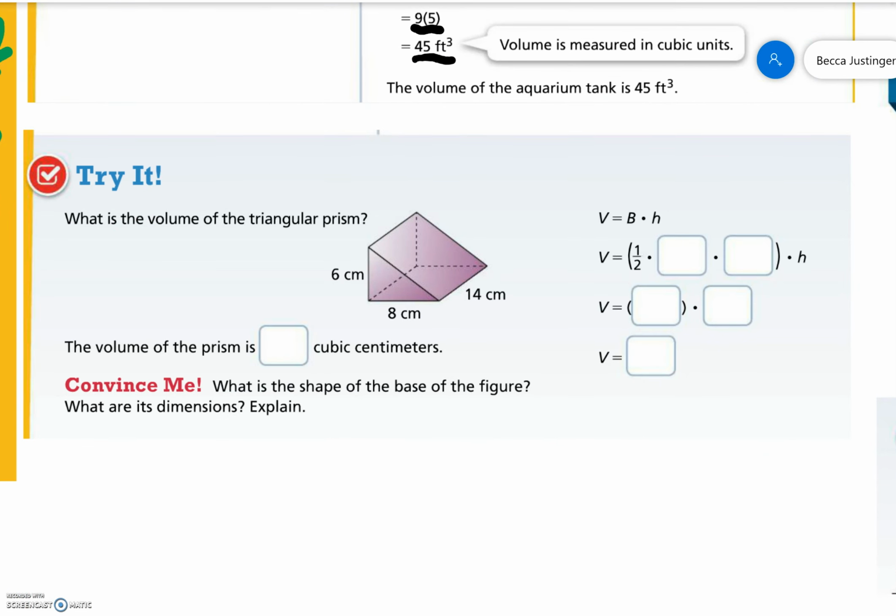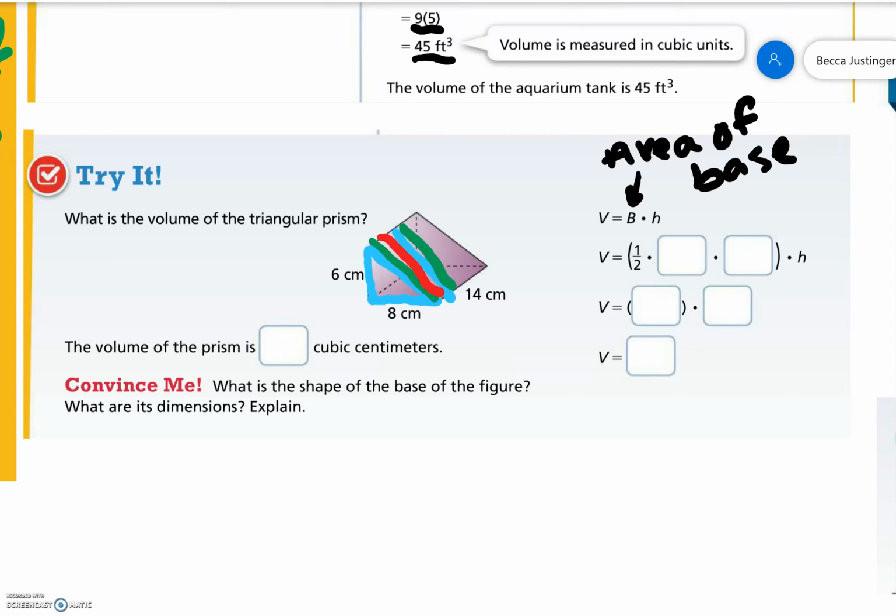What is the volume of the triangular prism? So the first thing they show us, the volume, big B, stands for area of the base. So the base here, if we were to stand this up, the base would be a triangle. And the height is 14. That's how many triangles they would stack in there to fill up the entire shape, 14 of them. So the first thing we need to do is find the area of the triangle. Remember, area of a triangle is 1/2 base times height.